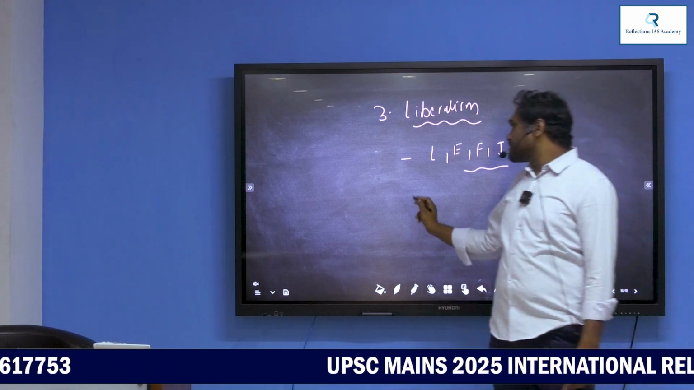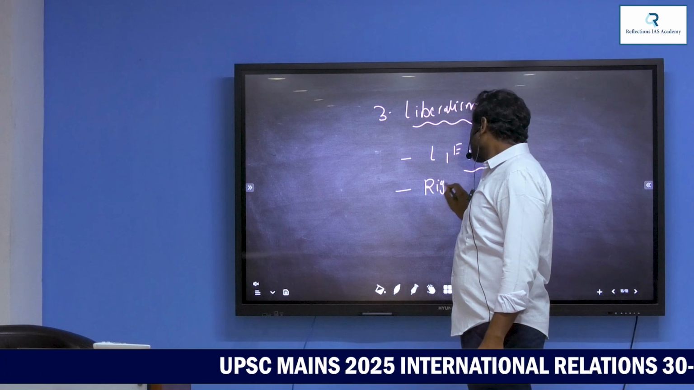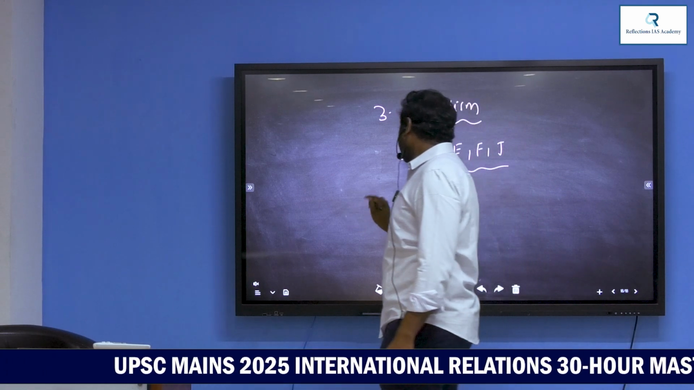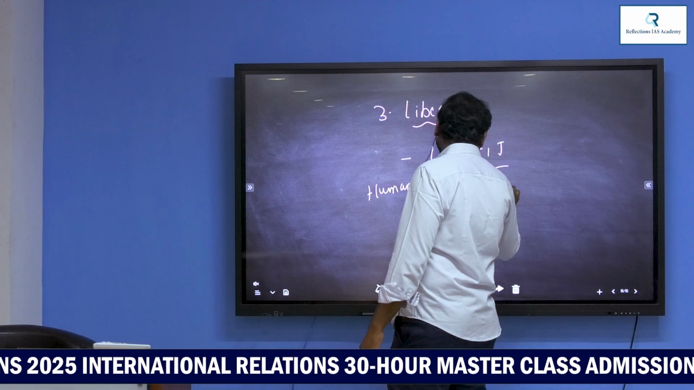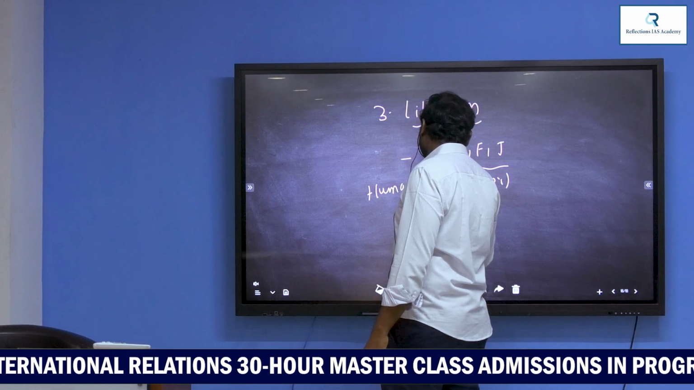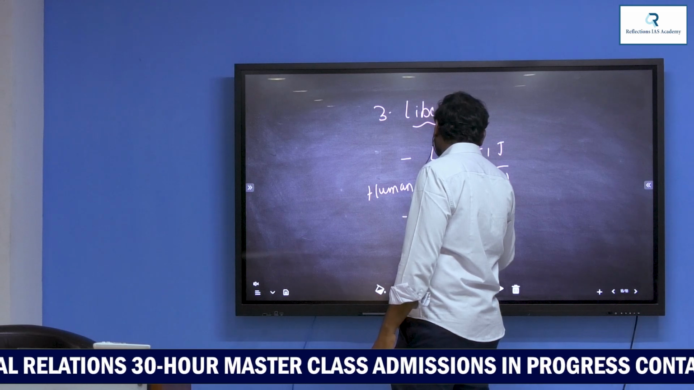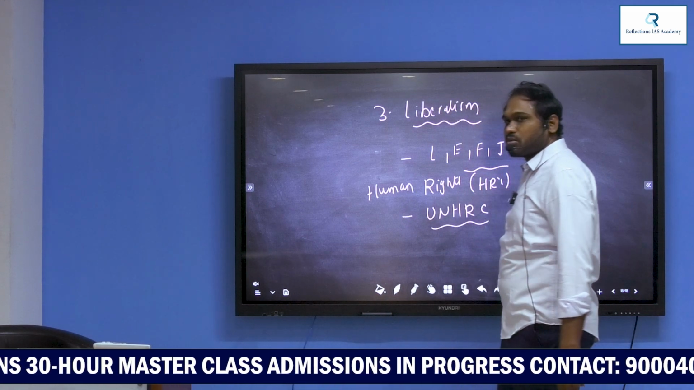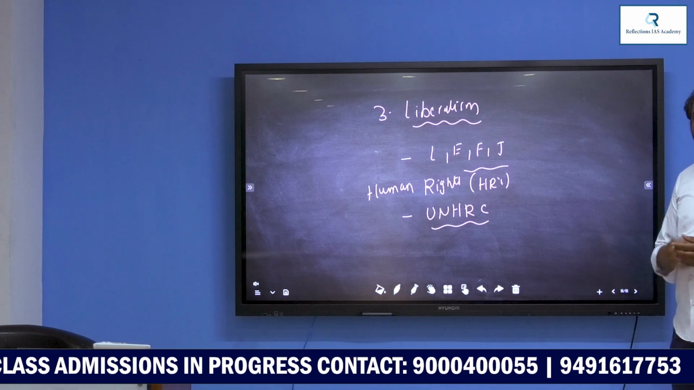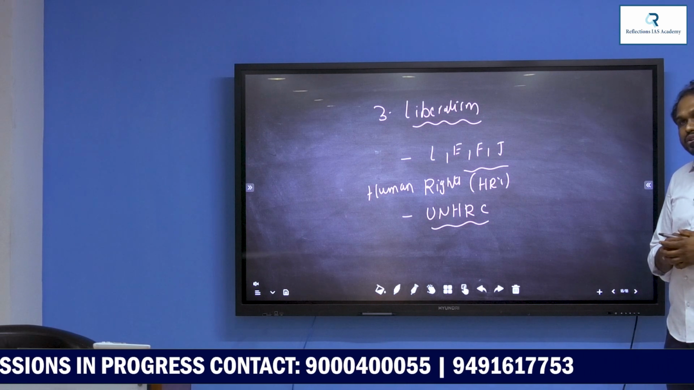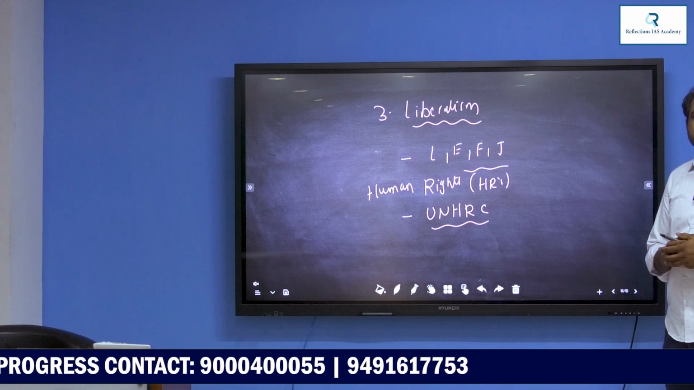It believes in rights. Protection of what rights? It believes in protection of human rights. It believes that the United Nations Organization, the United Nations Human Rights Council, is one organization which can protect the human rights of people. So liberalism is also believing in what? Global institutions. It doesn't believe in anarchy.